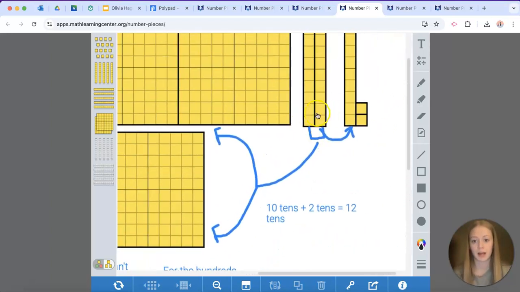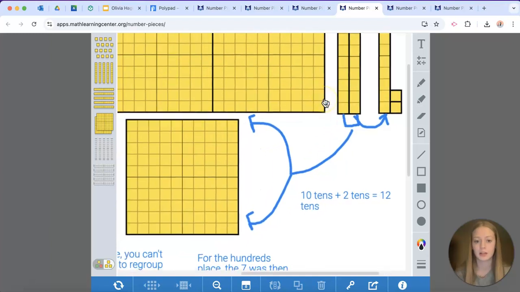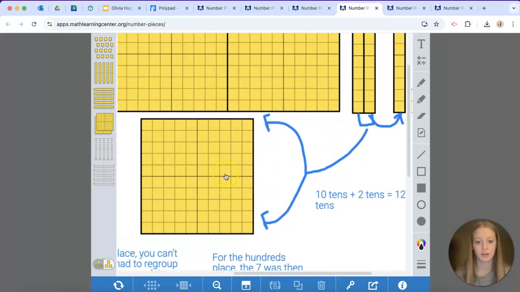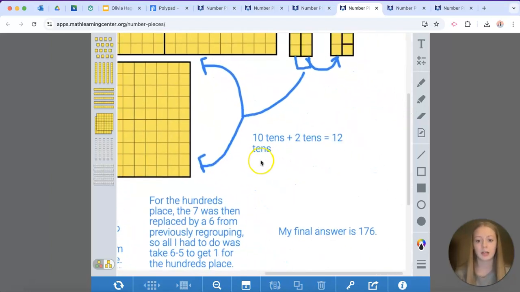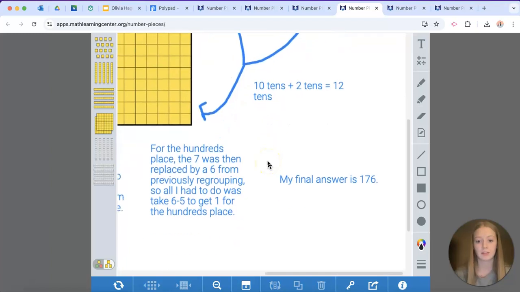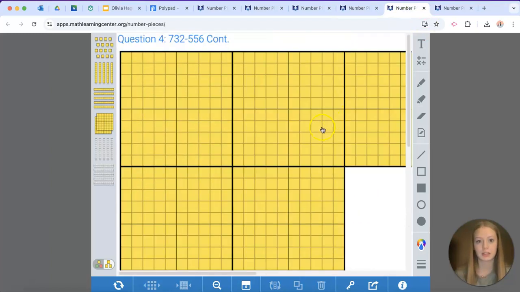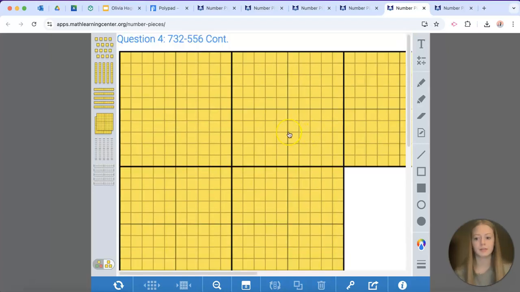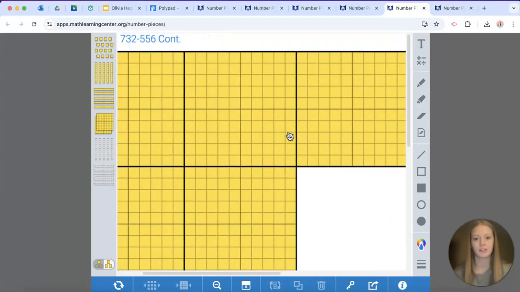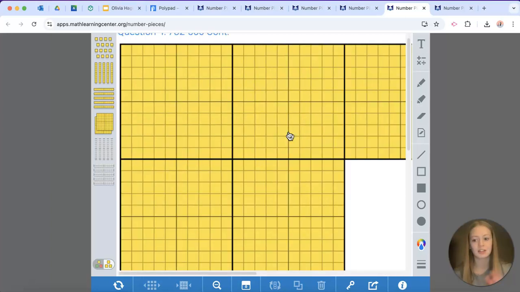Here was my way of visualizing it. I was drawing arrows to show what moved over when I regrouped it, and then these 2 10s here would again join this here. What was previously 100 is now 10 10s, so you get 12 10s again, like I explained. So then I got 176 as my final answer. I just want to show you this tab. This is my creation of the 556 part. I just couldn't put it all into one, so I still wanted to show that I did that.